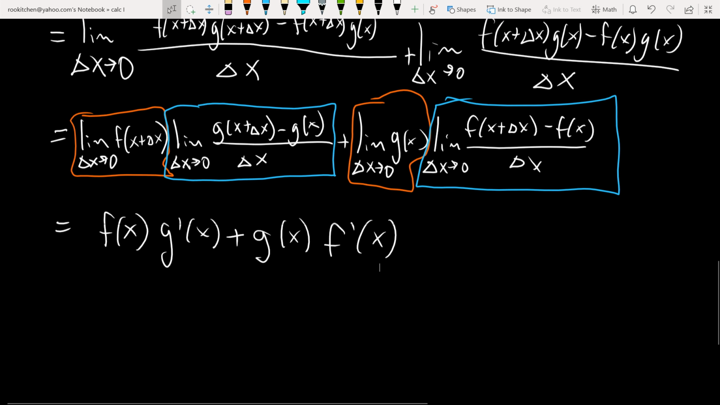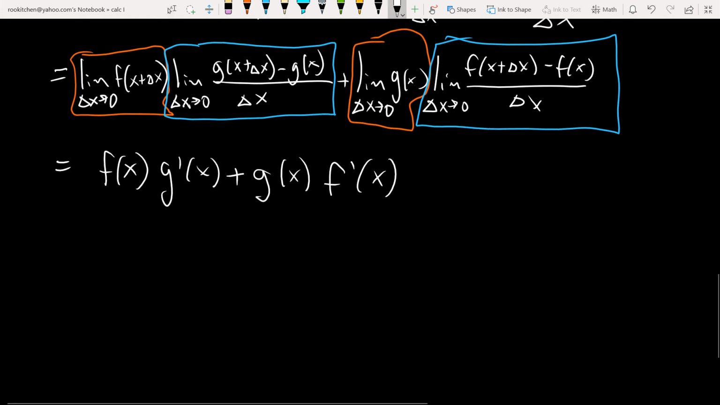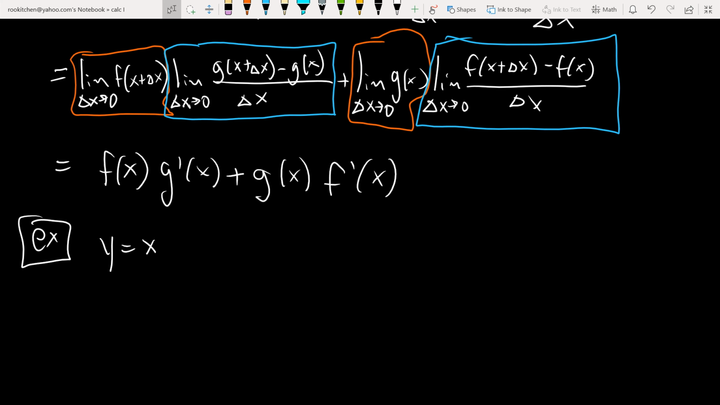Okay, so now we can apply this to anything the book is crazy enough to throw at us, right? So, for example, y equals x cosine x, right? So y prime will equal, okay, you pretend this first guy is f of x and the second guy is g of x, right? So leave f of x alone, so I have x, and take the derivative of g of x, so that'll be negative sine x, plus, then I leave cosine x alone, right?